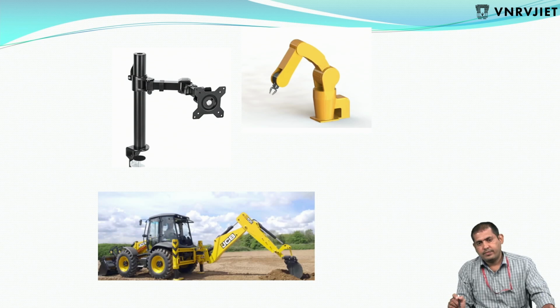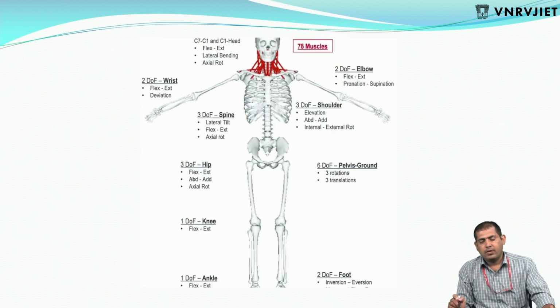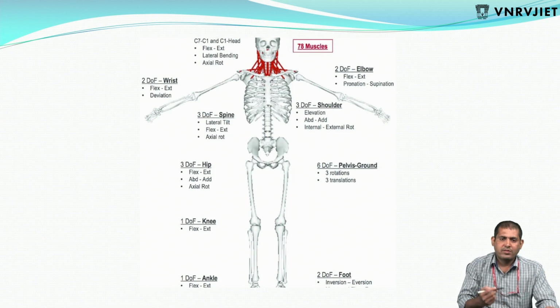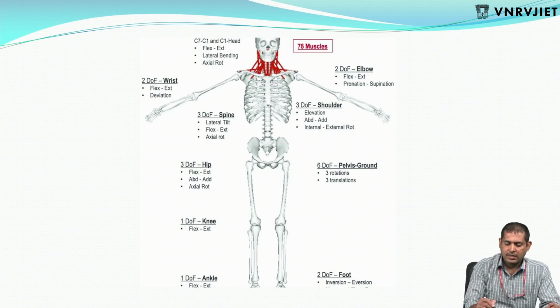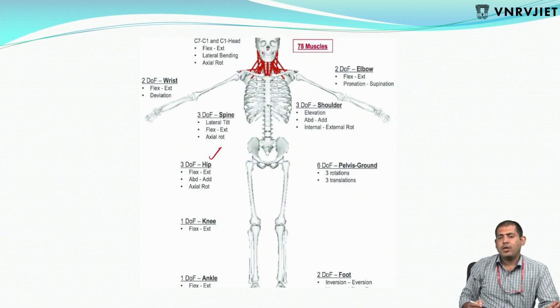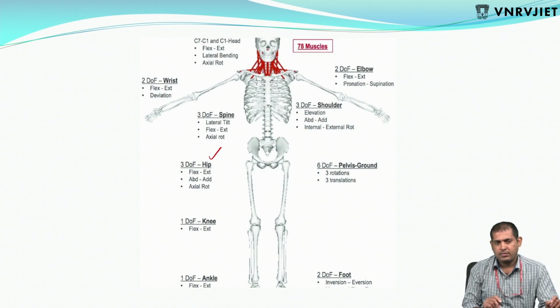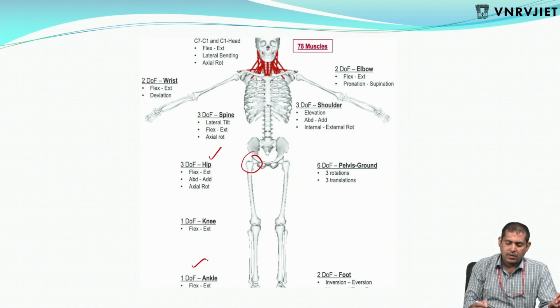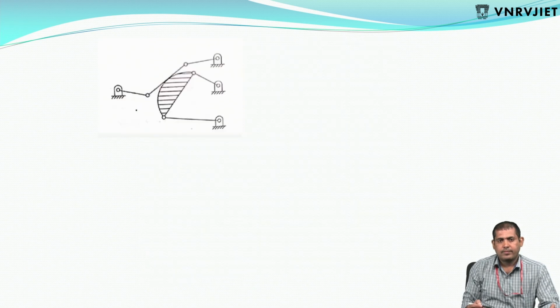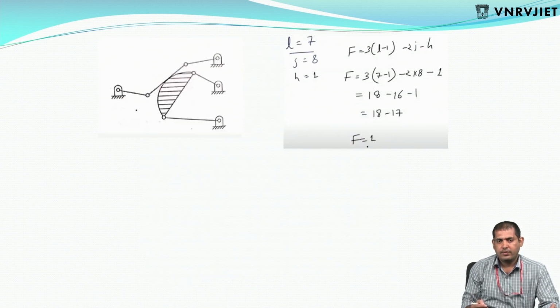There are examples of various degrees of freedom for different joints. For example, let us consider the hip. The hip has 3 degrees of freedom: flexion, abduction and axial rotation. Okay, so here this is. If you consider the ankle, flexion, okay, 1 degree. Here a few examples are there.